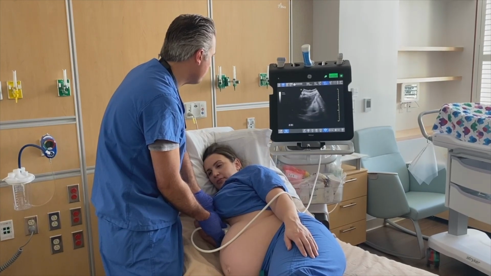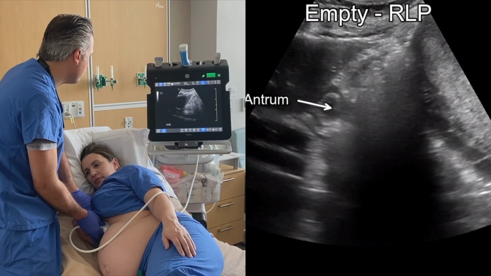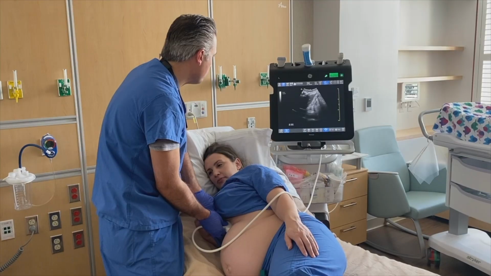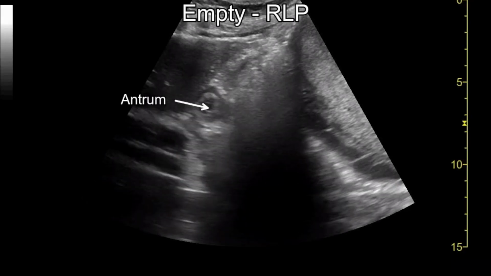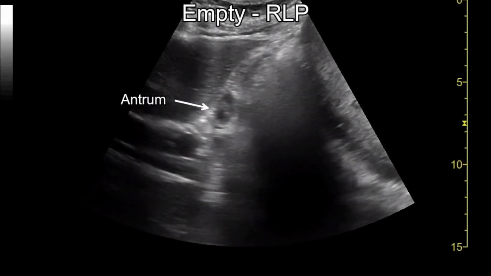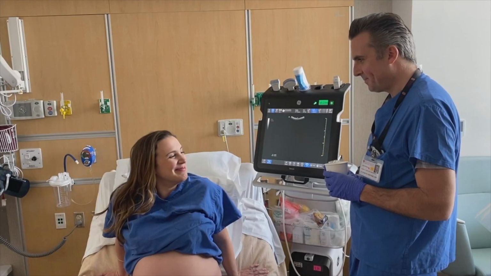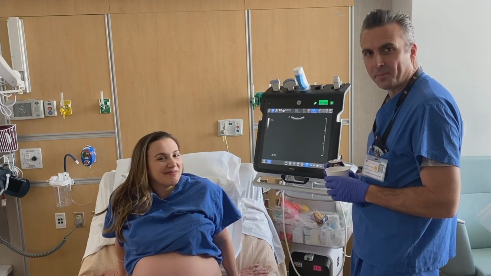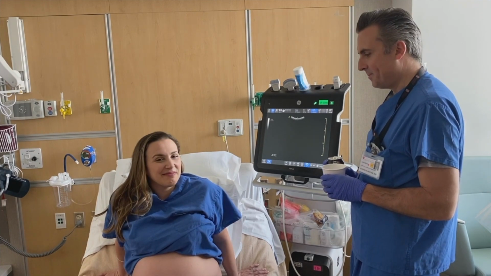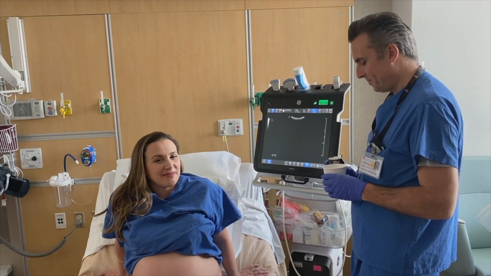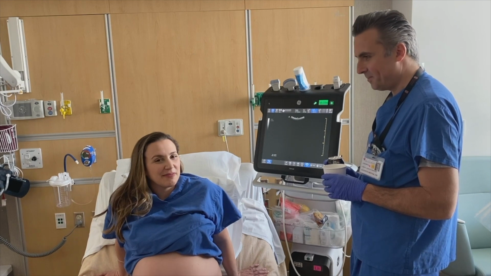We are now visualizing the empty gastric antrum with the patient in the right lateral position. We have just shown the gastric antrum when the patient is NPO. We are now going to demonstrate the antrum after the patient drinks 300 cc's of soda and then a light meal.